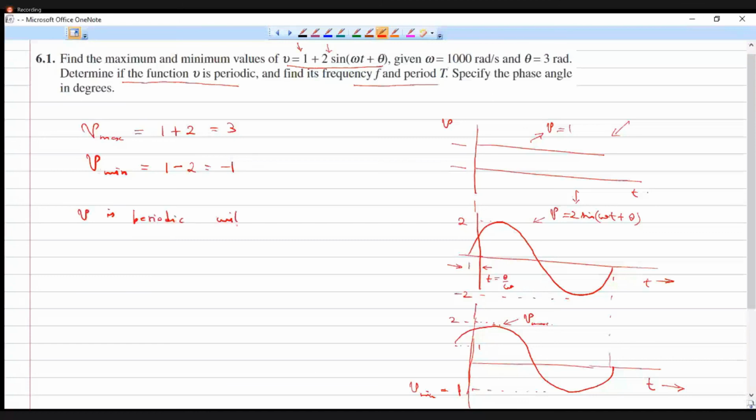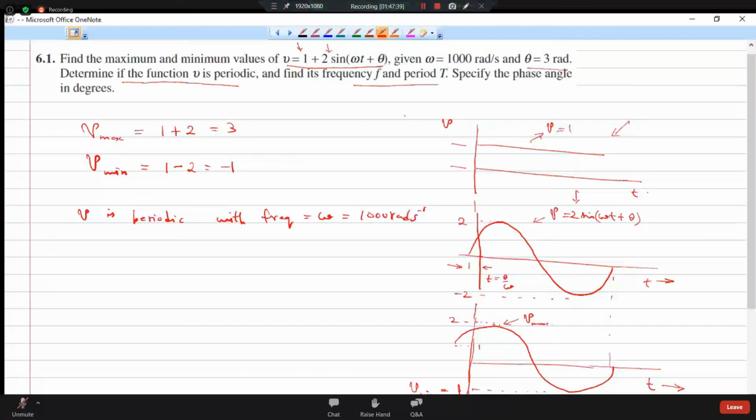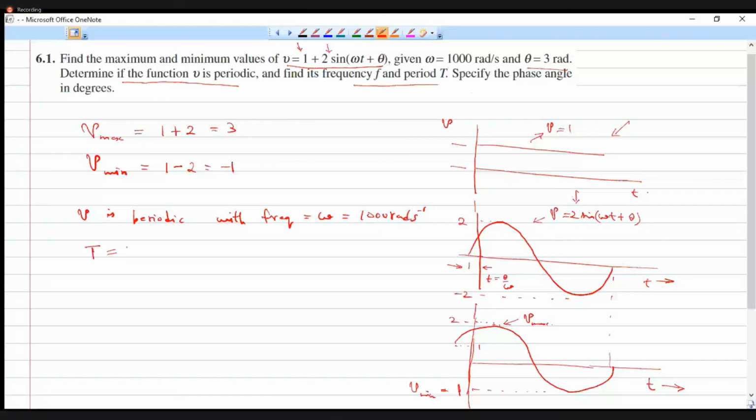and the period is not going to change, with frequency equal to omega itself, which is equal to 1000 radians per second. Okay, this theta is also given as equal to 3 radians, and T could be found by, omega is equal to 2 pi by T. So you can find out what is T, the time period corresponding to this. It's equal to 2 pi by omega. From this, you can find out what is the period for this. Okay.